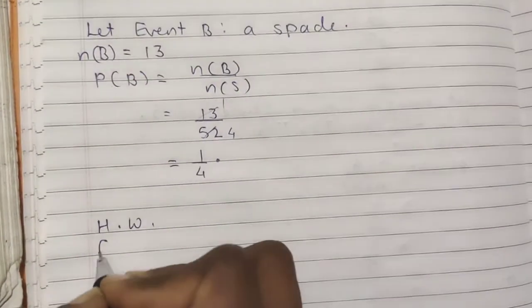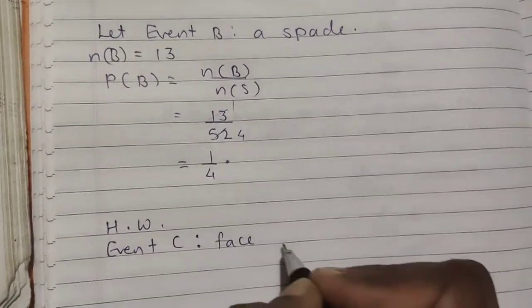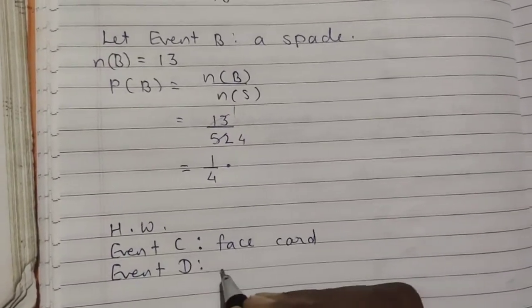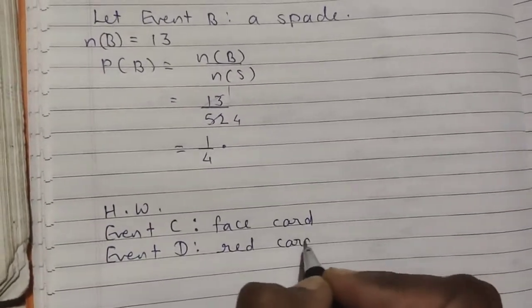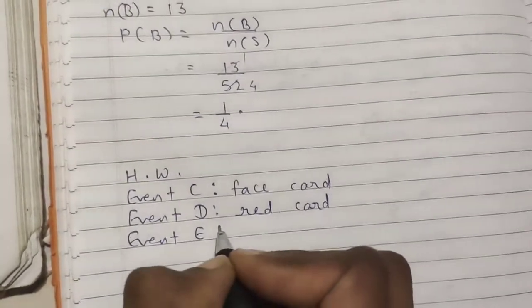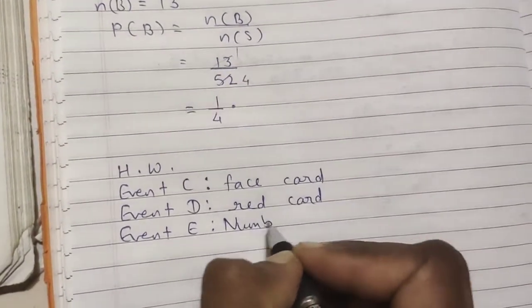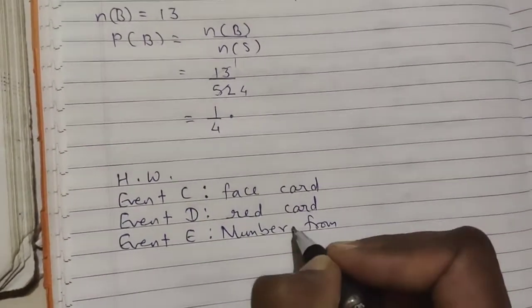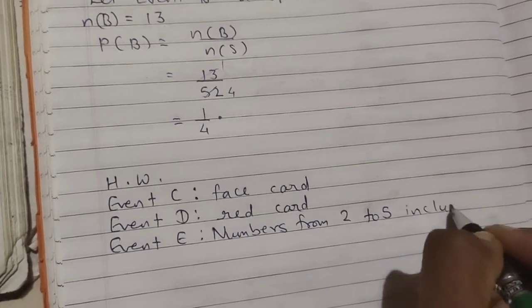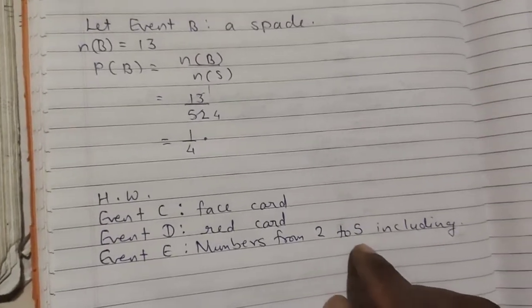See, you will take event C, face card. Then you will take event D, red card. Then you will take event E. Event E will be numbers from 2 to 5 inclusive, meaning you are going to have numbers 2, 3, 4 and 5.